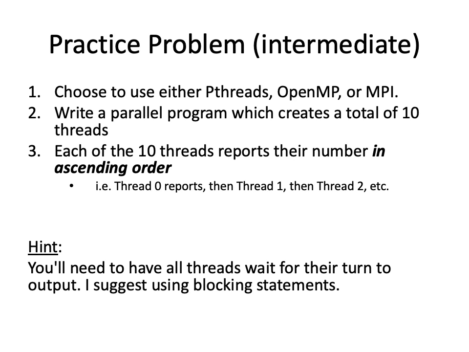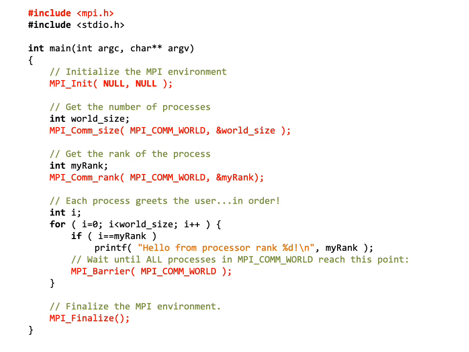Now I'm going to show you an example of how to do this in MPI, but if you want to try using Pthreads or OpenMP, go for it. Here's an example with MPI of counting in order. This is exactly like the example from earlier in that you initialize MPI, then you get the number of processes in the MPI comm world, and then you get the rank of each current process. Each process says, which rank am I? And then each process greets the user in order.